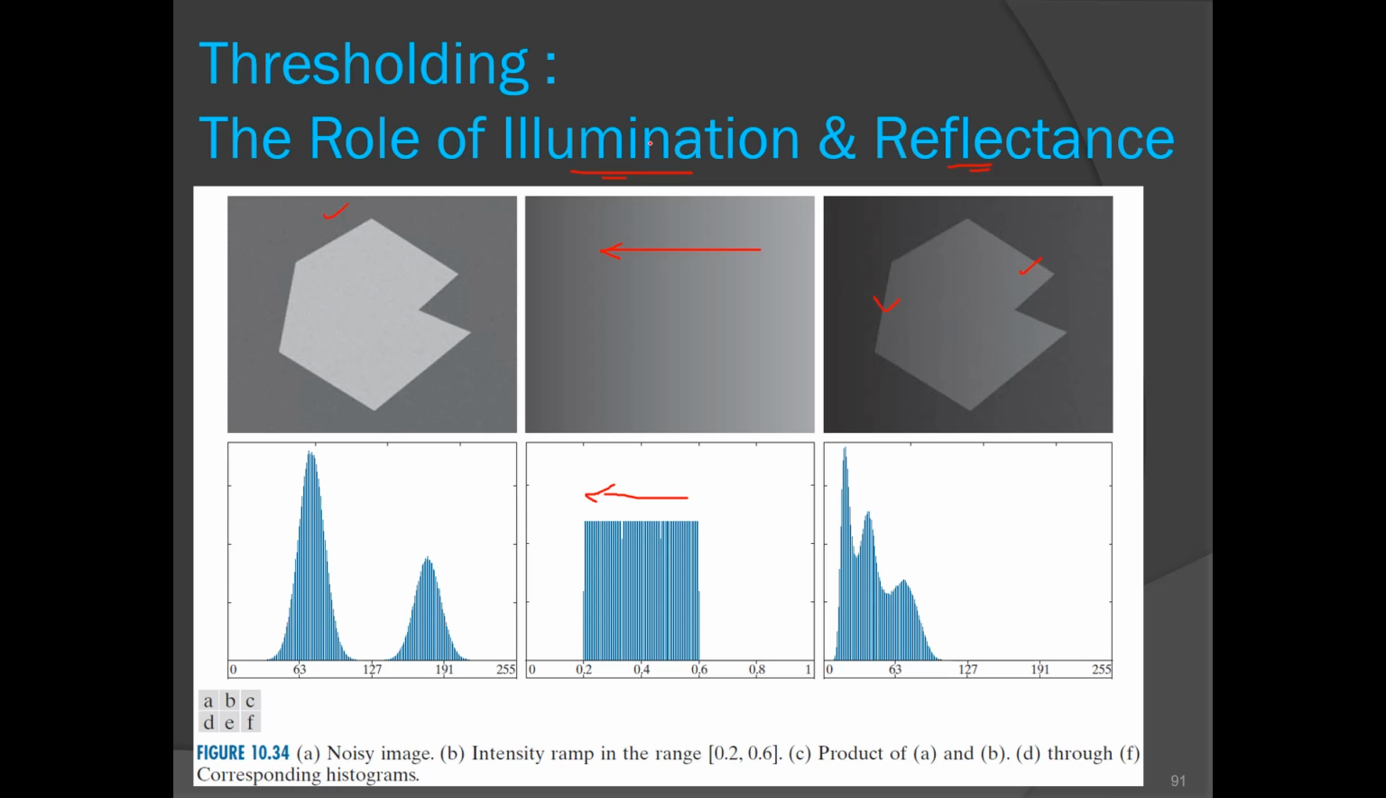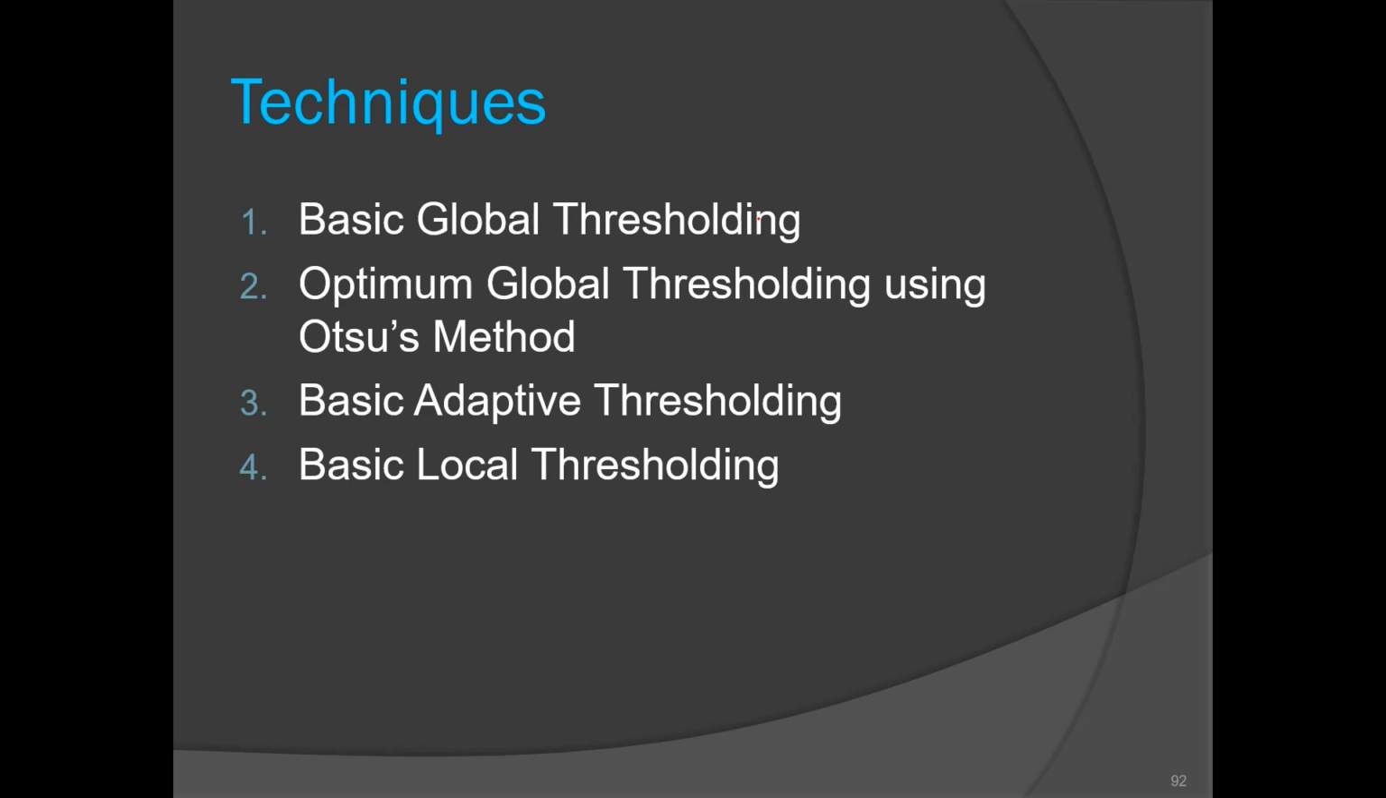Now as you can see, the part of this object is brighter here and darker in this region because of this non-uniform illumination. And if we plot a histogram of this image, okay, we are not having two separate modes. We are not having two separate modes for background and objects. So this is how the illumination and reflectance will also affect the output of thresholding.